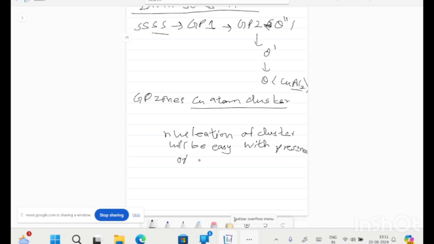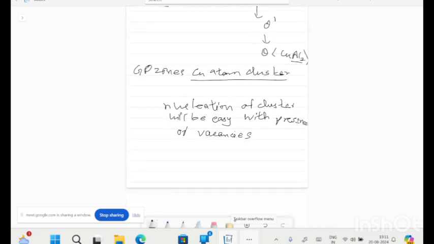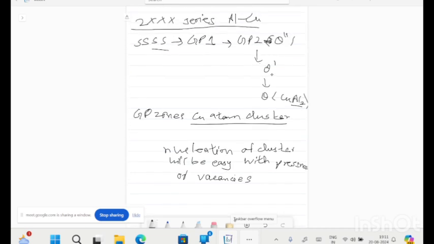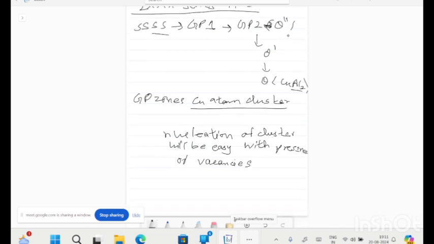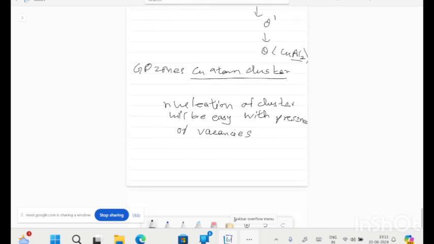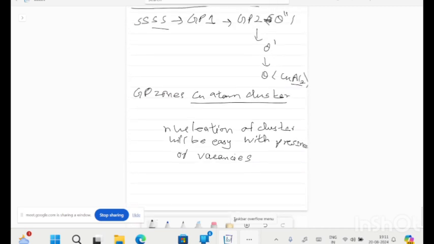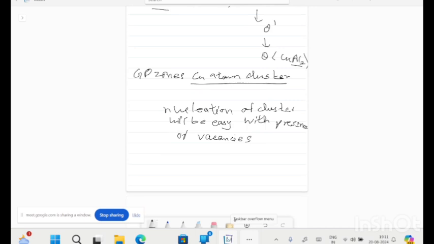Presence of vacancies. So these clusters are surrounded by vacancies in aluminum atoms, which will result in the further formation of different precipitates that will follow this path, meaning theta double prime forms, then theta prime, and theta. This process happens due to the diffusion between the aluminum atoms, copper atoms and vacancies.